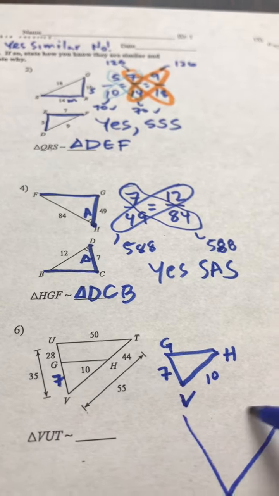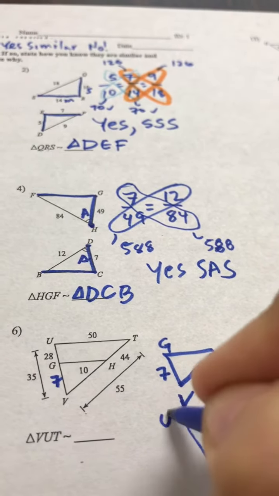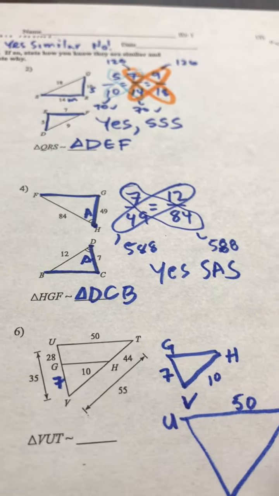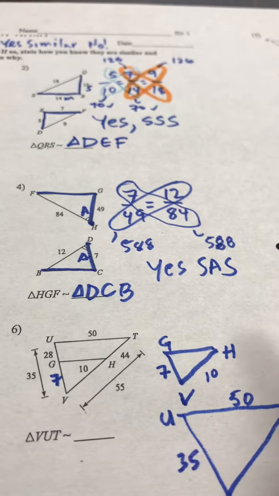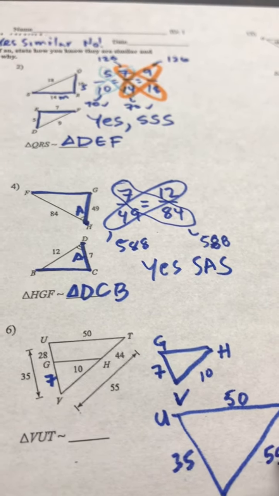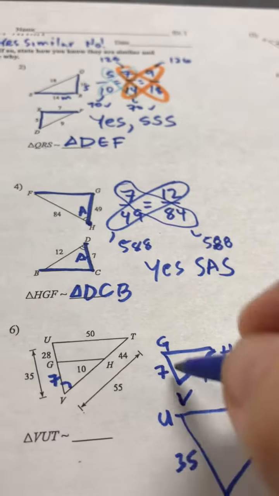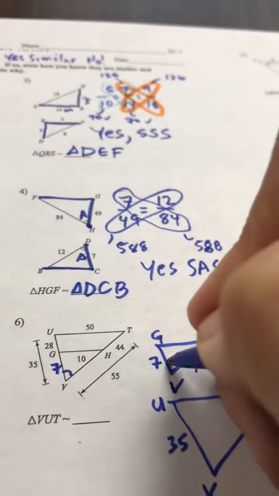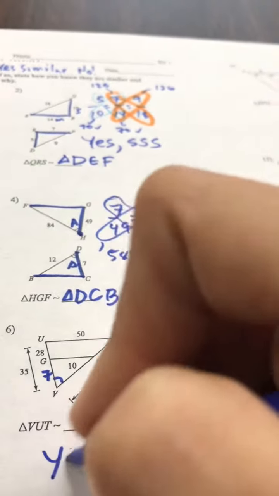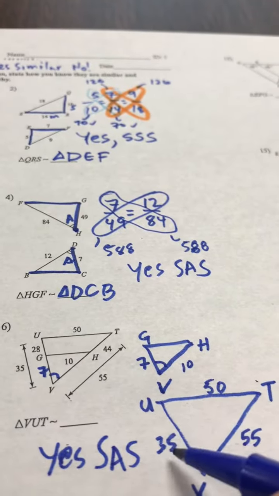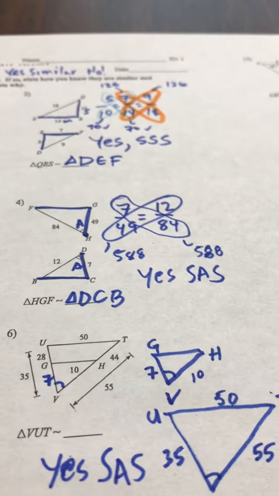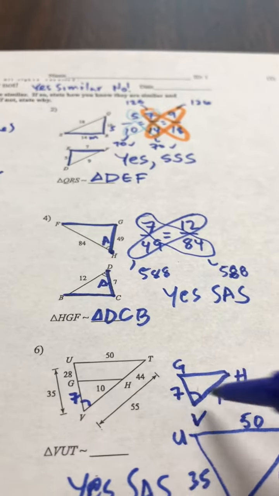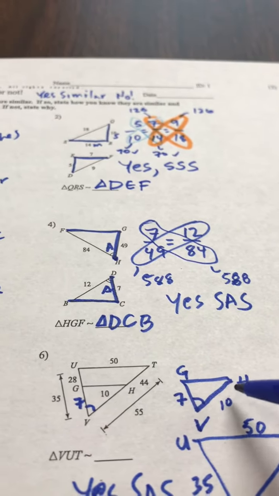And then the mom is 50, U, V, T. The big triangle is 50 on top, 35 here, 55. And interestingly, notice both the mom and the baby have angle V. So I think I could get this yes because of SAS if and only if these sides here make a ratio. So if they don't, I'm going to have a problem. So let's set this up. The baby is 7 and 10.